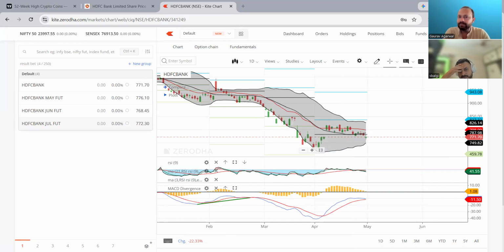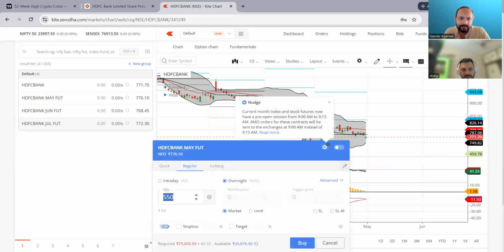Here it is coming 4,26,800, right? You calculate: multiply 776 into 550, you will get around 4,26,000. So it depends on the broker. Here maybe the broker is giving me some margin. That is why the capital required is less, 75,604.